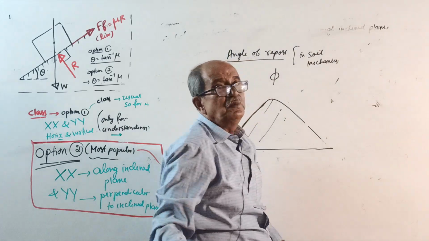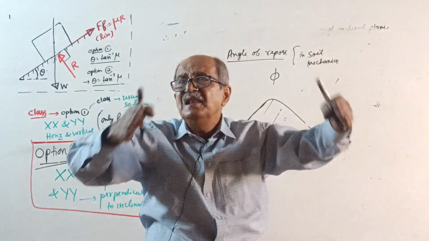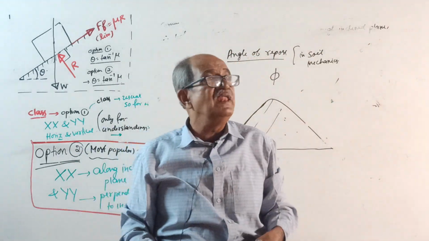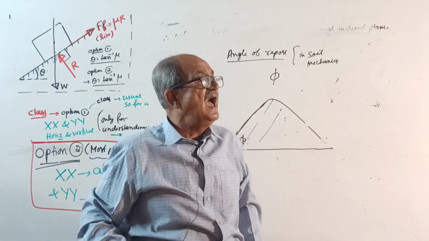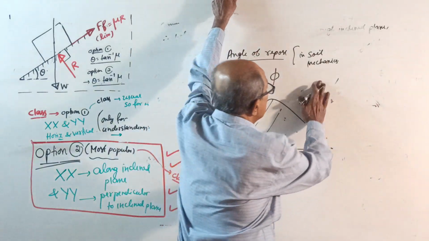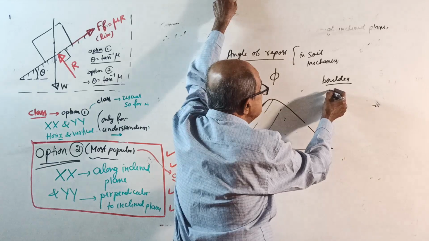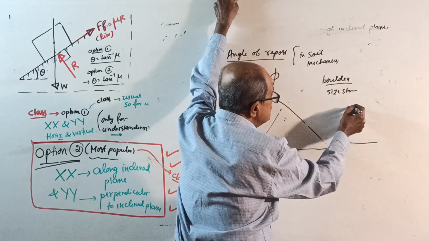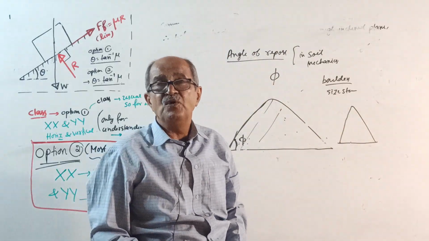So when you pour soil, the inclination of the inclined surface of the soil with the horizontal, up to which it will stand freely, we call the angle of repose. I am not going further because this is not our soil mechanics. Now, if you consider boulders or large stones, it will stand at a higher angle, because the angle of repose is more.